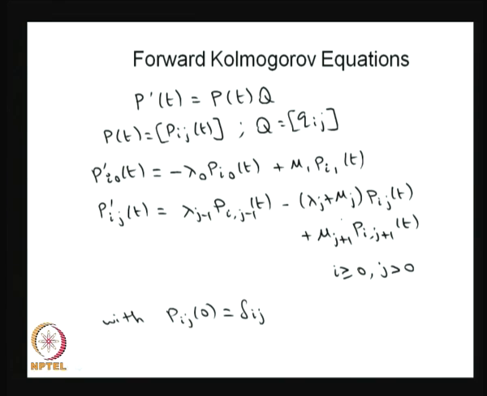For all other equations, either the system comes from the previous state with the rate lambda j minus 1, or it comes from the forward state with the rate mu j plus 1, or not moving anywhere. So, these are all the possibilities. Therefore, with these 3 possibilities you have 3 terms on the right hand side, and that is the net rate for any state j. So, if you solve this equation with the initial condition Kronecker delta i comma j, you will have the solution of p i comma j.